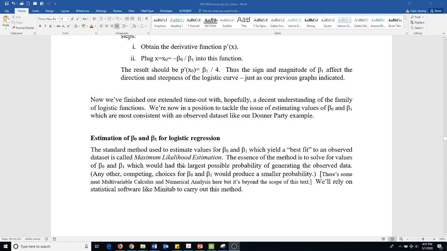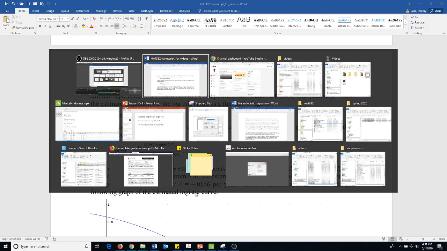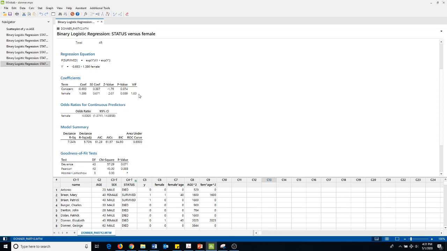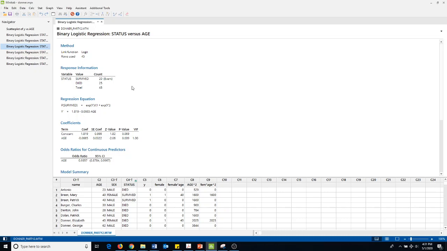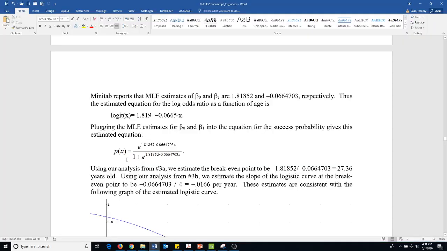So again, what we do is the maximum likelihood estimator. We'd like to use multivariable numerical analysis, but we can't. We find out that the logit function is 1.819 minus 0.0065x. And just a reminder of what we mean by the logit function. On Minitab itself, this is it right here. Oops, that's for females. The logit function here is that y prime. And then the probability of survival is going to be the exponential of y prime over 1 plus the exponential of y prime. So the logit function here is this linear expression right there, and then we could solve for it and plug it in.